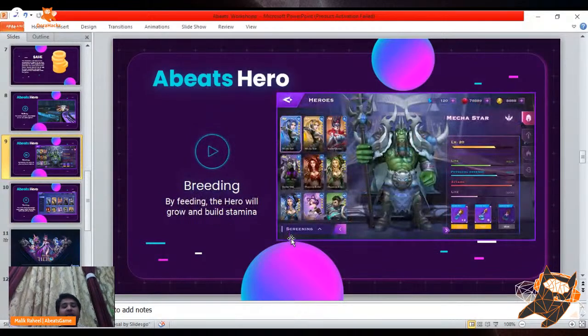Abits Hero game breeding: when someone buys our NFT heroes, they will be in their basic forms, meaning their skills will be very basic. If I am a player, I will buy a hero and play with him. With time, its properties and props will increase. It will make the hero more valuable. It is the breeding system in our Abits Hero game. With time, the stamina of the hero will increase, and its worth will increase with this.